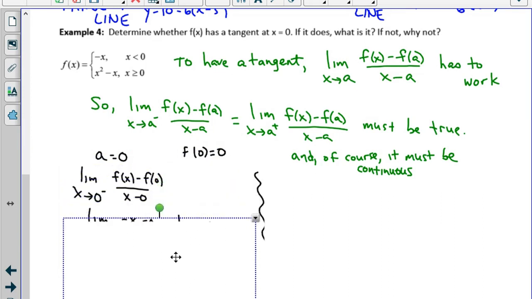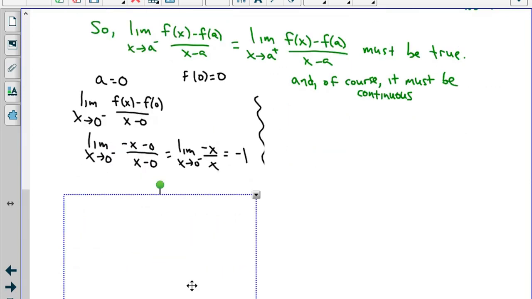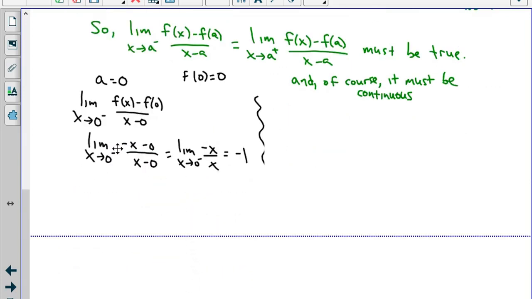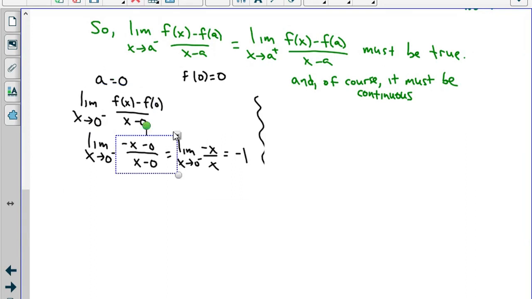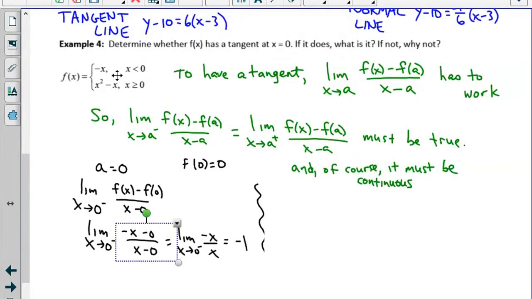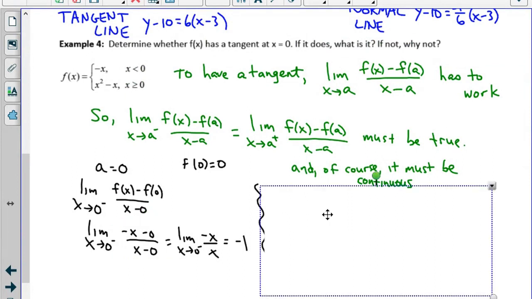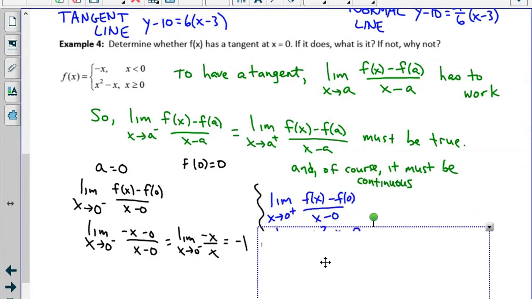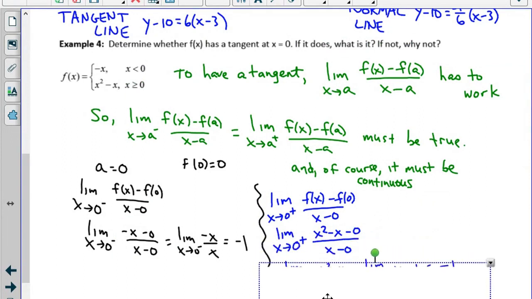So let's check the left. If I look at the left side, I end up getting that the limit as x approaches 0 from the left is -1. Notice that when I substituted in for f of x from the left, I substituted in negative x, because when you look at the function, f of x equals -x at that value. But when I'm doing this from the right, f of x is actually going to be x squared minus x, because that's what happens when we're approaching it from the right.